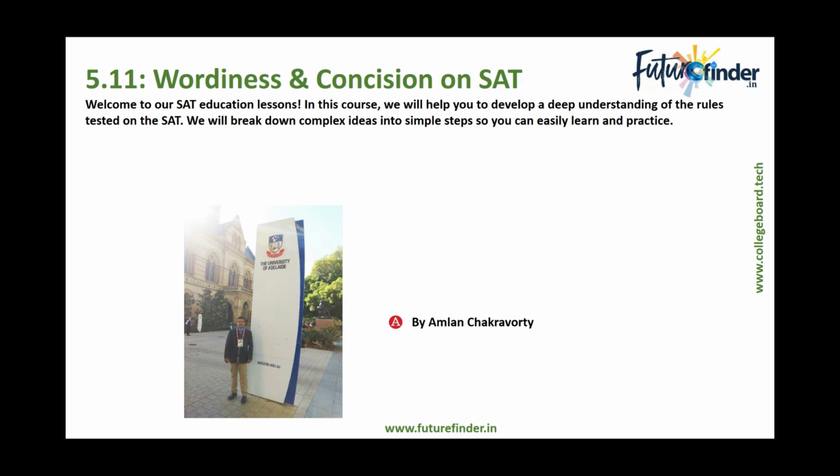So, having come thus far in our standard English convention studies on the SAT, the next section we are going to encounter is wordiness and concision, and the chapter that follows, 5.12, would be on redundancy, which is again a corollary or follow-up of wordiness and concision. So let's start with wordiness and concision.